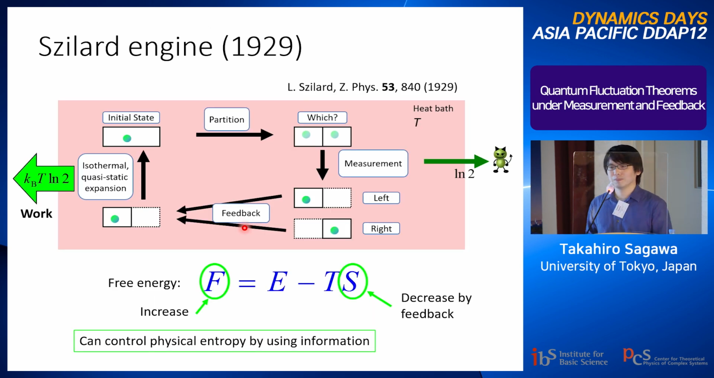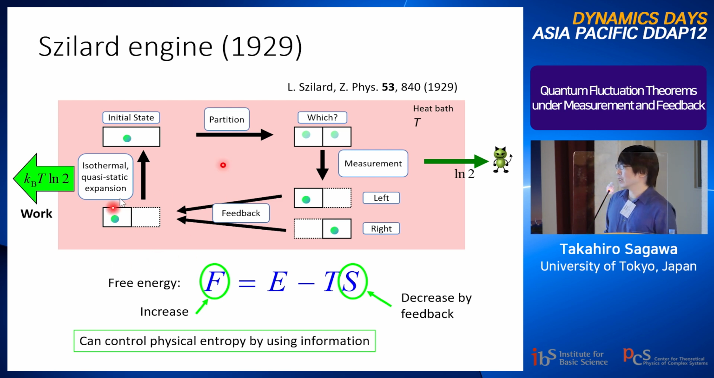Okay, so this is the simplest model of Maxwell's demon. This is just a single molecular gas confined in a box, and the box is in contact with a thermal heat bath at temperature T. So this is a very, very simple model, but we can quantitatively understand the relations between information and thermodynamics. So let me briefly introduce this model.